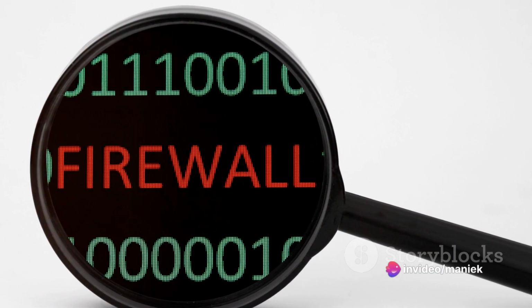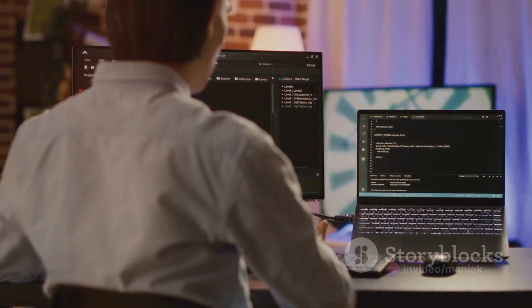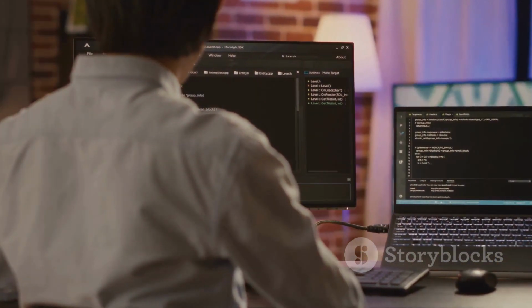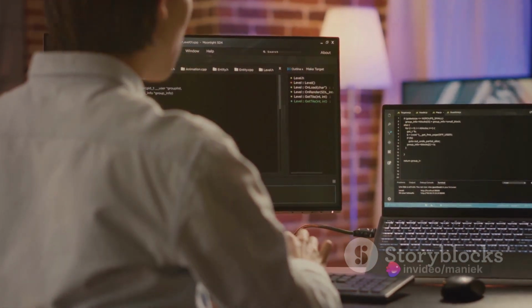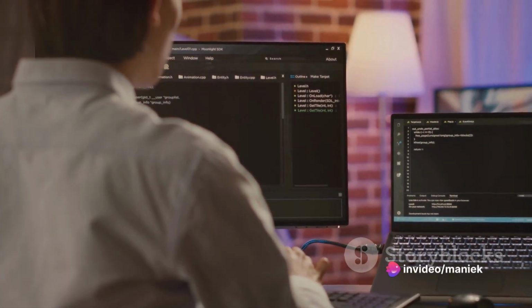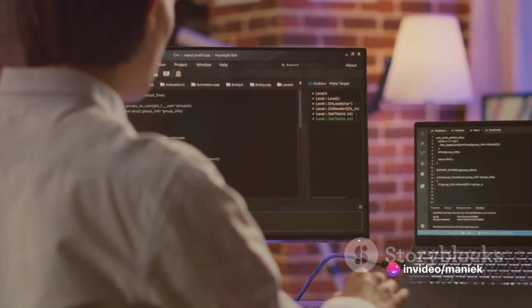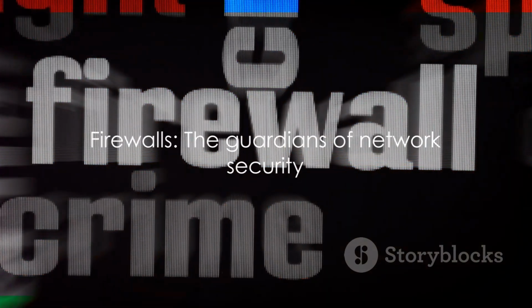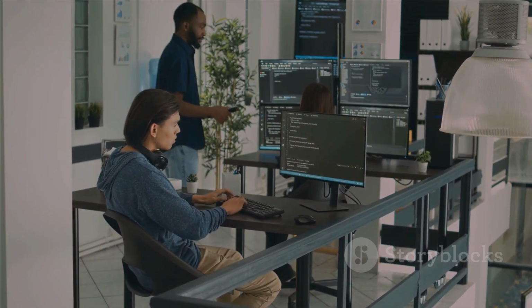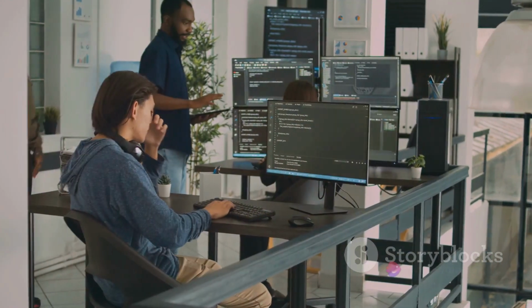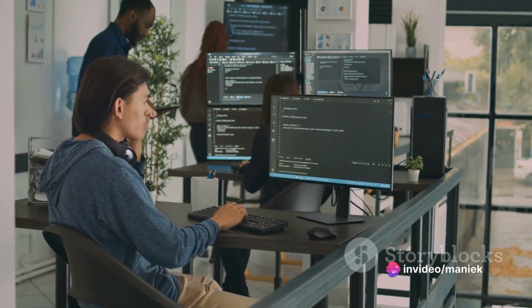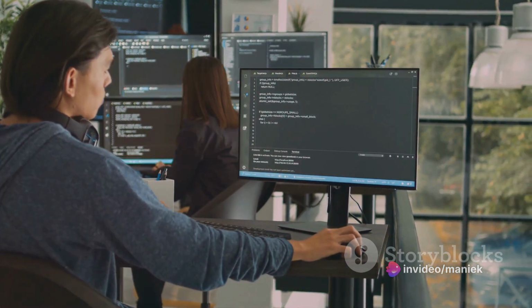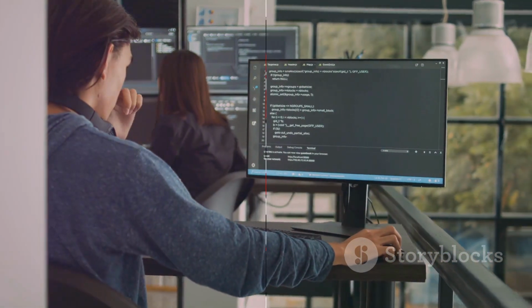Now, firewalls can either be hardware or software, or a combination of both. A hardware firewall is a physical device connected to your network, while a software firewall is a program installed on your computer. Both serve the same purpose, though they offer different levels of control and protection. No matter its form, a firewall's main job is to filter traffic, blocking anything that doesn't meet its strict security criteria. And in today's world where threats lurk at every corner of the internet, having a vigilant guard like a firewall is more important than ever.